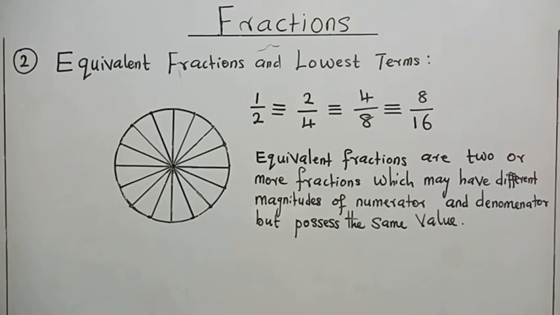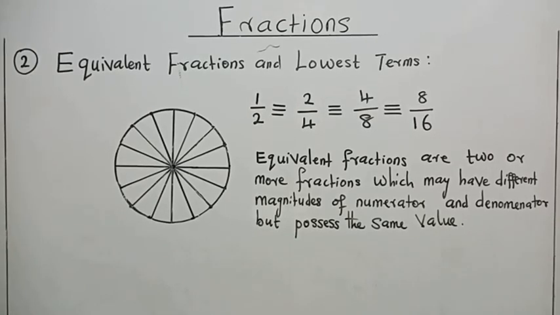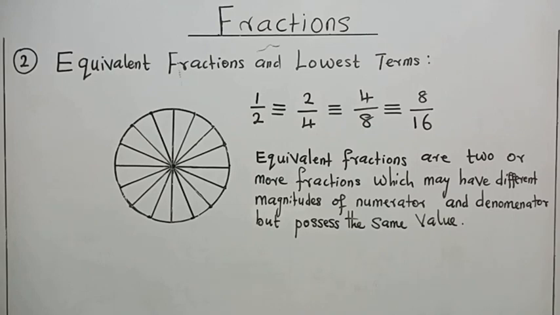Therefore, these four fractions are equivalent fractions. They possess different magnitudes of numerators and different magnitudes of denominators, yet they all have equal value. Because of that, they are called equivalent fractions.